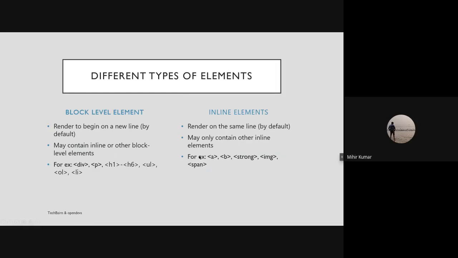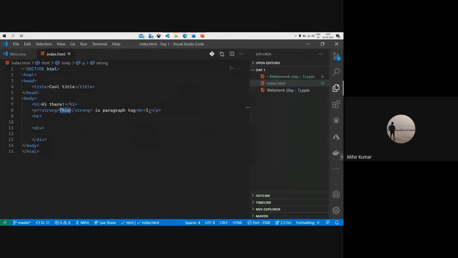And there are other kinds of elements. B is also used to make some text bold, but it has been deprecated. Now we use strong and we use emphasis and those kinds of tags. And then we have the a tag, to put any kind of link in it. So I can show you that also.